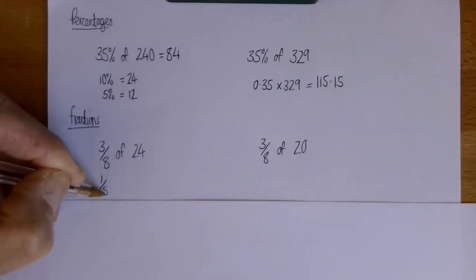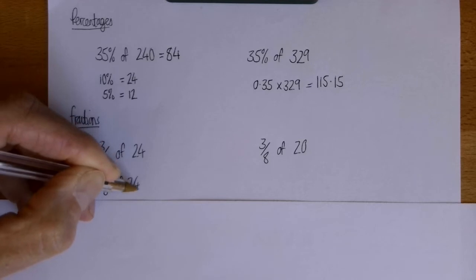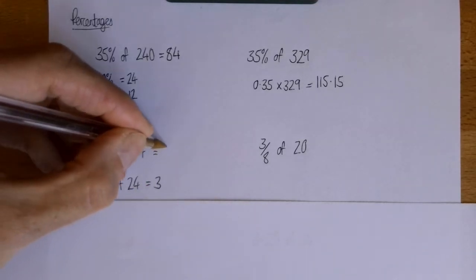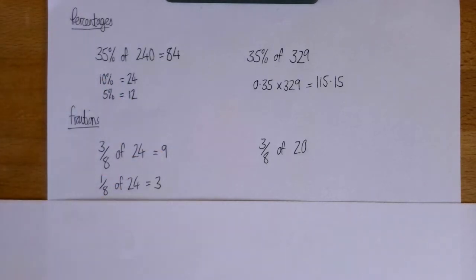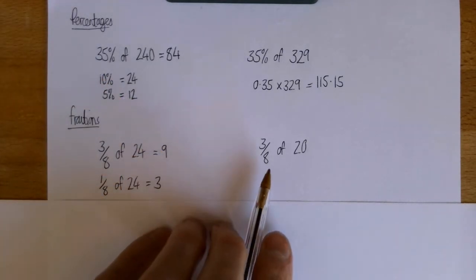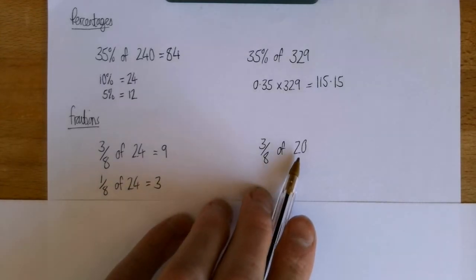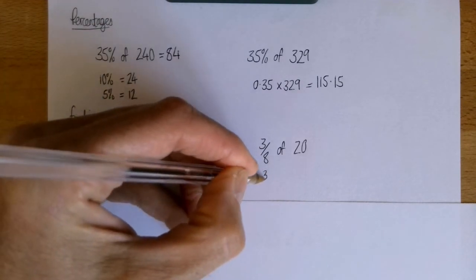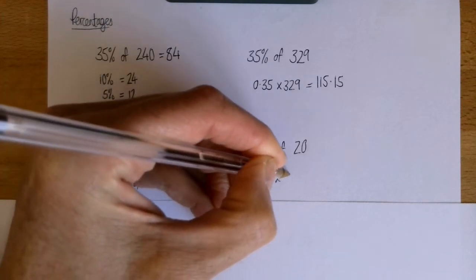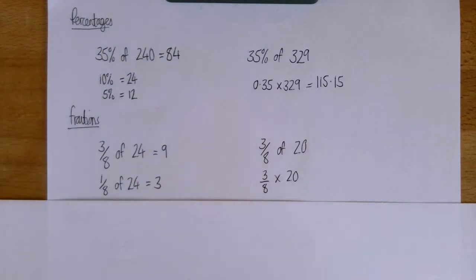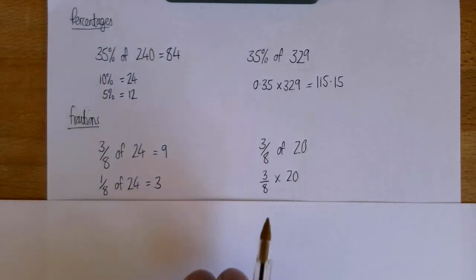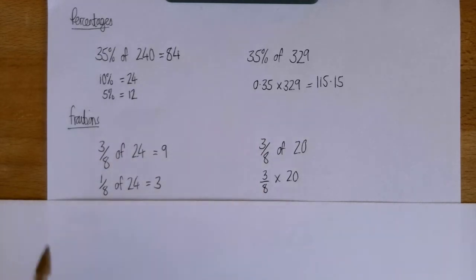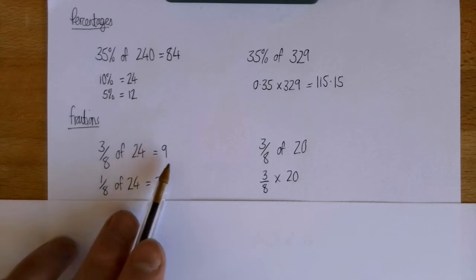Okay, so 1/8 of 24, that's taking 24 and dividing it by 8, is 3. So 3/8 of 24 is 9. 3/8 of 20 is slightly trickier because 1/8 of 20 is slightly harder. So I can do what I did up here. I can turn it into a multiplication sum. And if I've got a calculator, then I can just type that in on my calculator. Most calculators have a fraction facility, and that's really, really easy to do. I could have done it here. I could have done 3/8 times 24 and got the answer there.